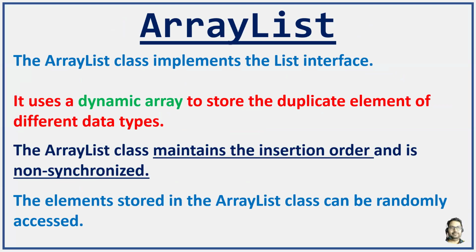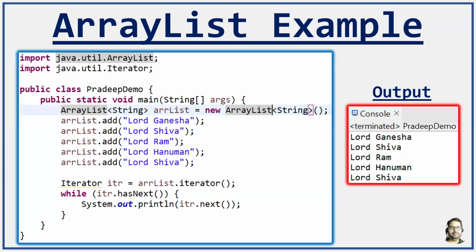Now, the ArrayList class maintains the insertion order, and it is non-synchronized. It means it maintains the order, and it is non-synchronized. The elements stored in the ArrayList class can be randomly accessed. We can access them randomly, and for that we have different types of functions.